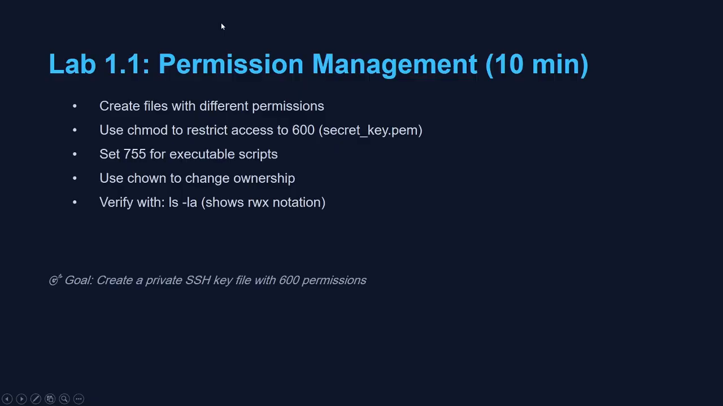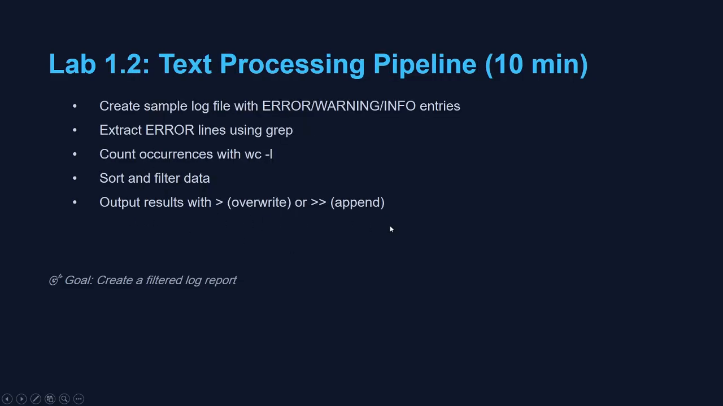So we can do one thing. You need to practice the steps, like create a file with different permissions, use chmod to restrict access to 600, for example. Set 755 to an executable script. Told you this is important. We'll use it a lot. And use chown to change the owner. Okay. Verify with ls -la. Create a simple log.